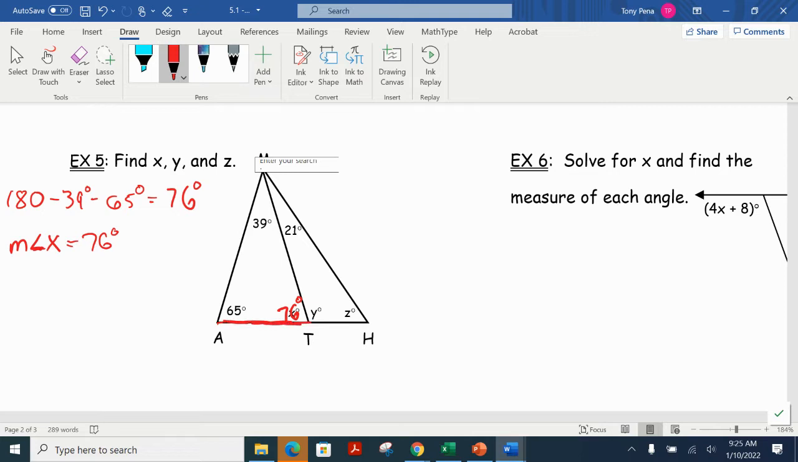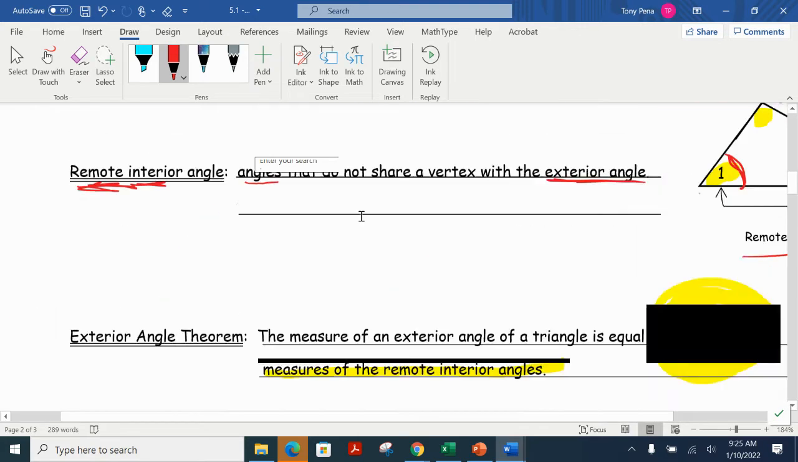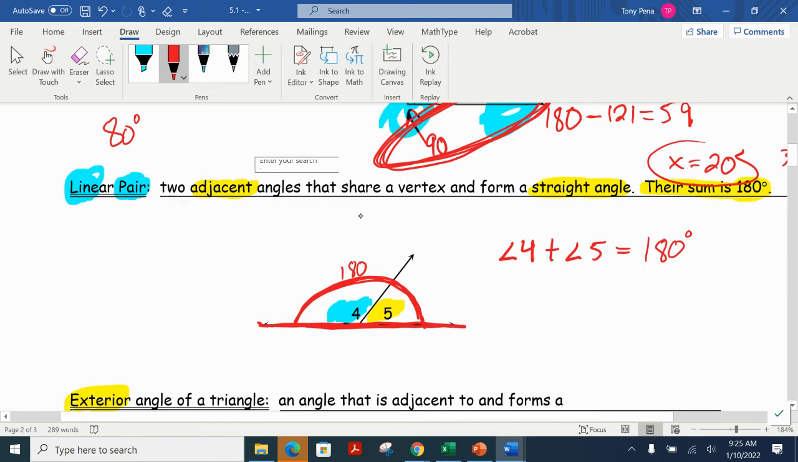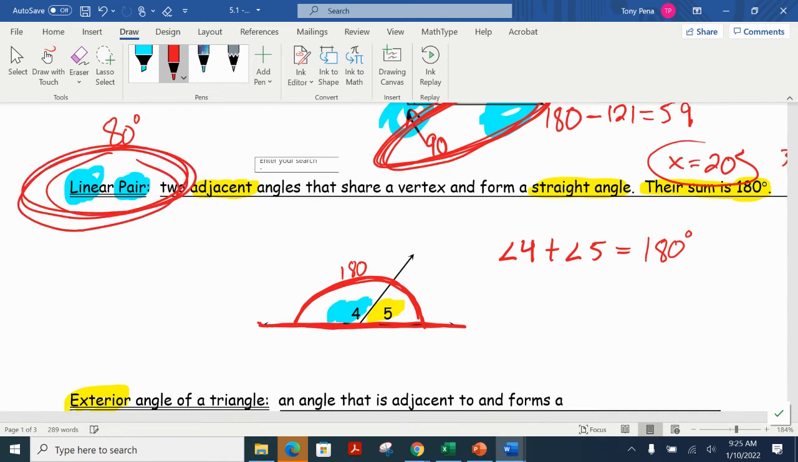Good. So on the front page, remember we talked about a straight line? Doesn't a straight line always have a degree measure of 180 degrees? So just to refresh our memory, see where we're getting this from, that's a linear pair. It's two adjacent angles that make a straight line. They have to add up to be 180.